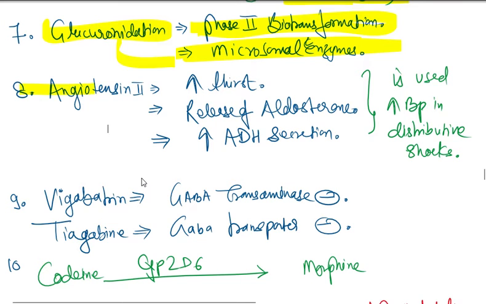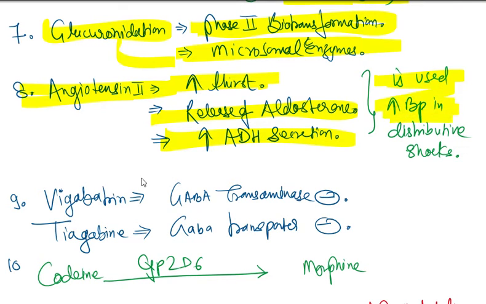Okay, next one, this is angiotensin 2. What is the action of this? It increases thirst, release of aldosterone and increases ADH secretion, and it is used for BP in distributive shocks. It is used to increase BP in distributive shocks like septic shock.